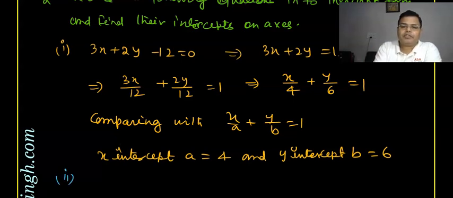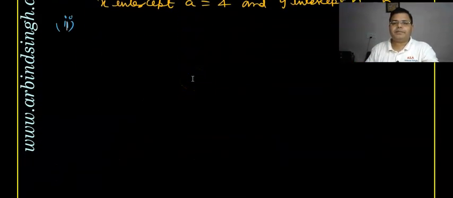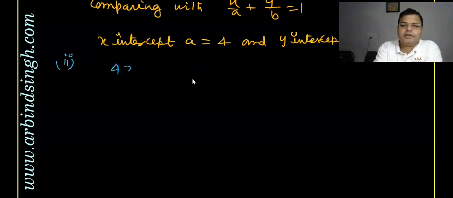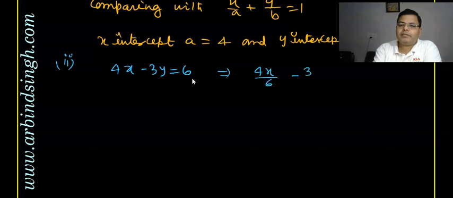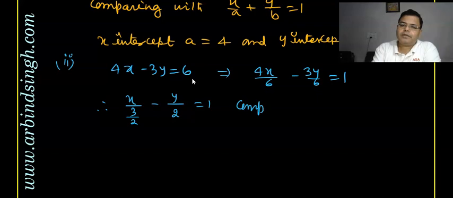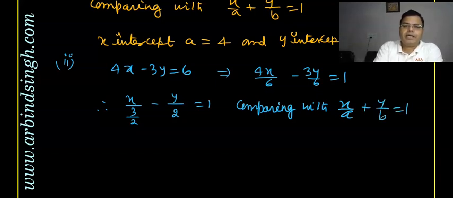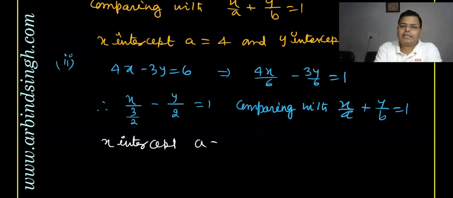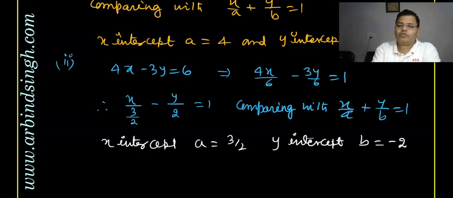Now we have the second part of the question. Let us deal with the second part. The second part is 4x minus 3y is equal to 6. Again we can do the same thing. We reduce it: 4x by 6 minus 3y by 6 is equal to 1, and therefore x upon 3 by 2 minus y upon 2 is equal to 1. Comparing with x by a plus y by b is equal to 1, we have x-intercept a is 3 by 2 and y-intercept b is minus 2. So y-intercept is on the negative side of the y axis.